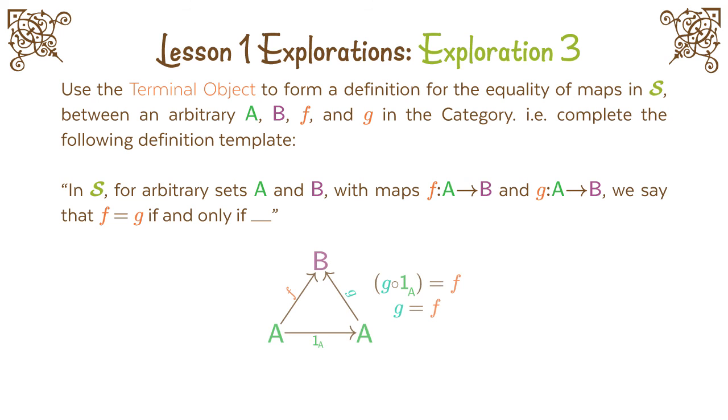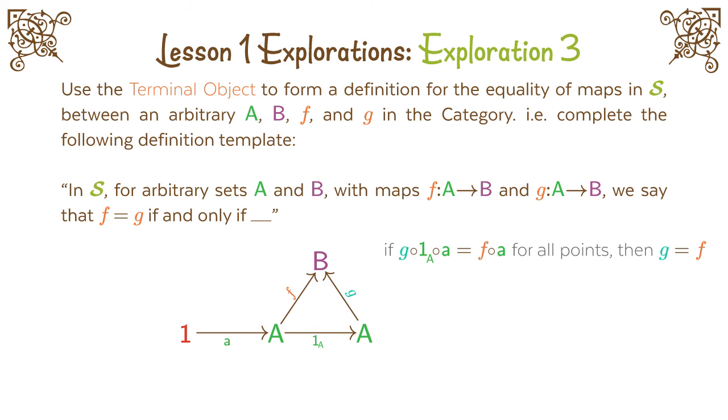Well, if we go back to that commutative diagram from Exploration 2, Part D, we see that we concluded from this diagram that G equals F. So, how do we form a general definition from this? Well, let's consider an arbitrary point, 1 to A. For an arbitrary point, this diagram must commute. Actually, that's the definition. Well, let's write the relations and say that if G following 1A following A is equal to F following A for all points, then G is equal to F.